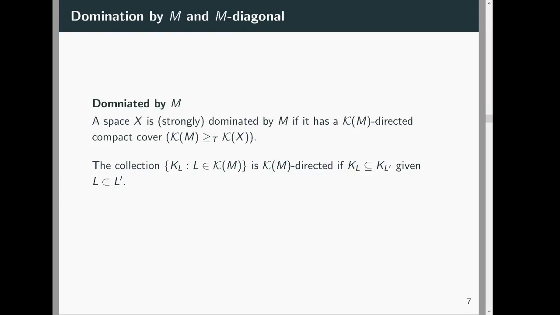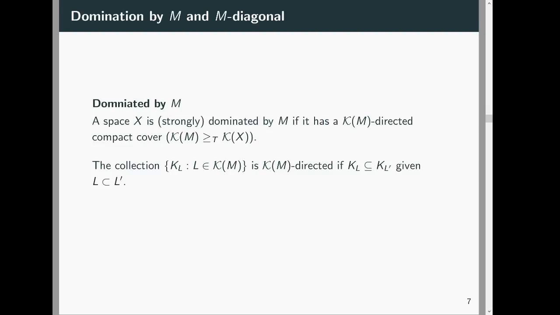And so here let's see the definition of M diagonal. M here is a separable metric space. We say that a space is dominated by M if you have a Km directed compact cover. So we don't want to consider the cofinality, just the compact cover that may not be cofinal.